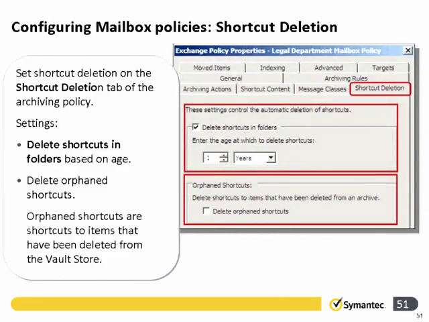Moving on to the shortcut deletion, which was the other thing we talked about as far as configuring for the mailbox policy. First, you can specify whether or not you wish to delete the shortcut. And if you do decide that you wish to delete the shortcut, you can specify the age at which you want to delete those shortcuts. Once again, as we'll see later on, you can configure whether or not, when the shortcut is deleted, the actual archived item is deleted.